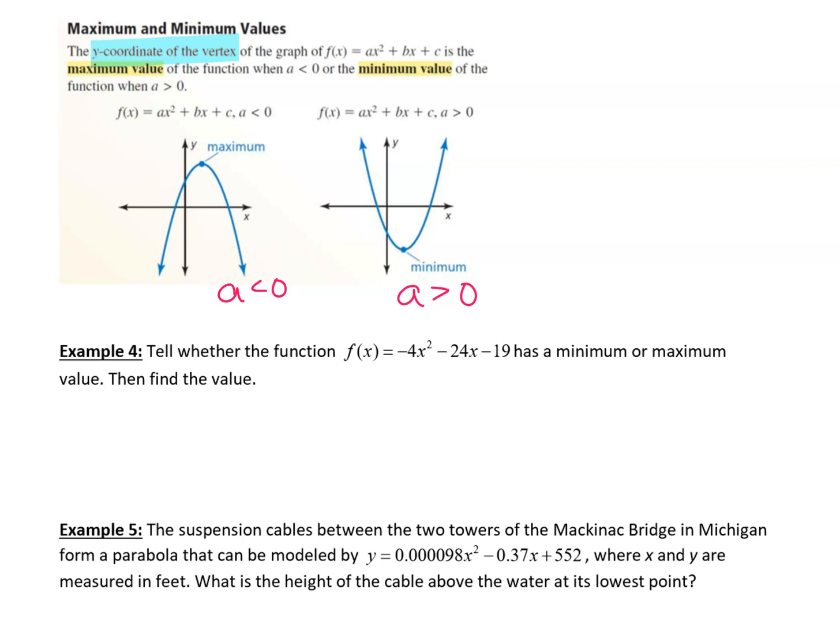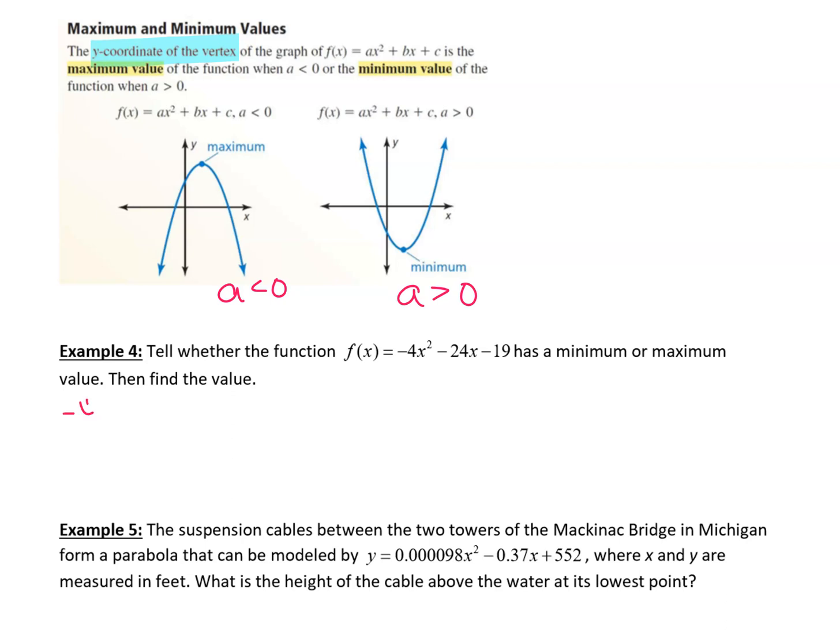So example 4 says, tell whether the function f of x equals negative 4x squared minus 24x minus 19 has a maximum or a minimum. When I'm asking you to tell me that, the first thing I want you to do is draw a sketch. So I want you to look at the equation and tell me what's the value of a. Negative 4. Is negative 4 less than 0 or greater than 0?